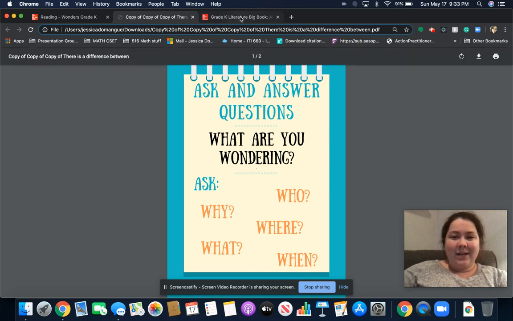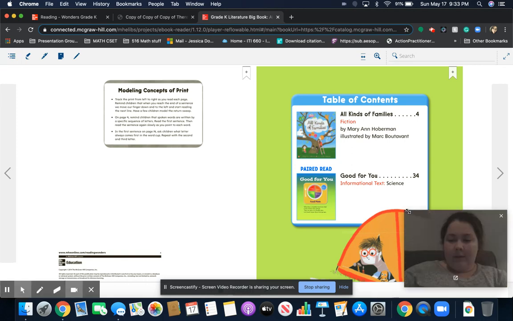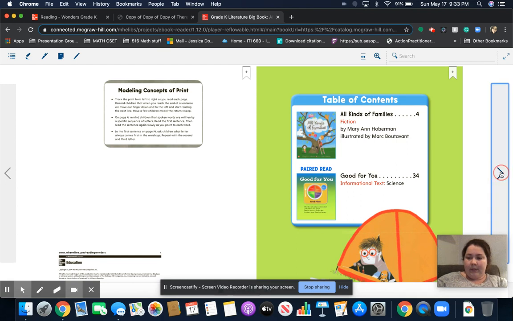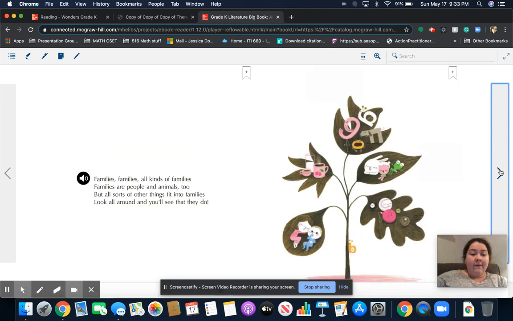Okay? So here is our story today, scholars, and I'm going to make my picture a little smaller, I hope, so that you can see more of the book. Okay, so let's read through this. Our book today is called All Kinds of Families. Families, all kinds of families. Families are people and animals too, but all sorts of other things fit into families. Look all around and you'll see that they do.